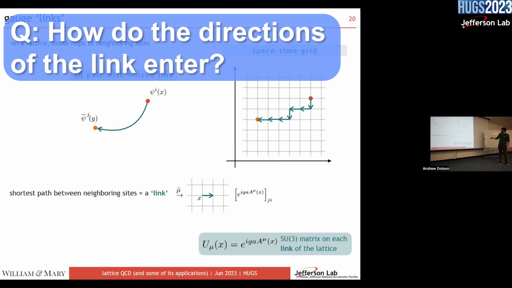So for example, here, this would be U_mu of x, in the mu direction. If you're at this point here, that same link would be U of x plus mu in the minus mu direction.